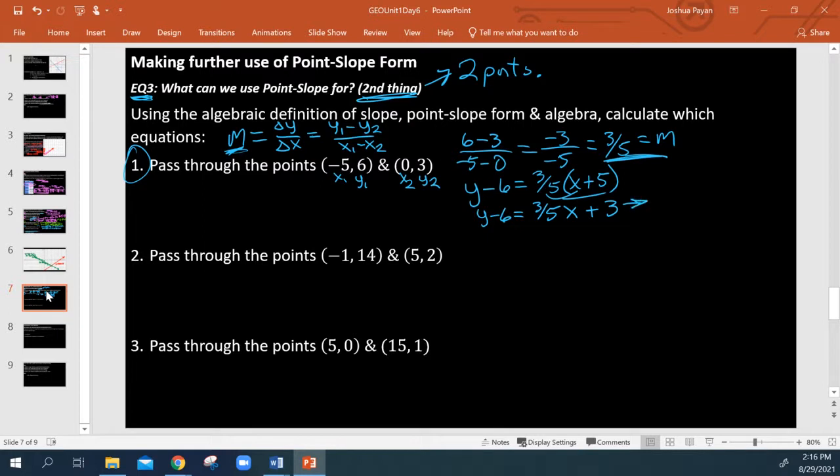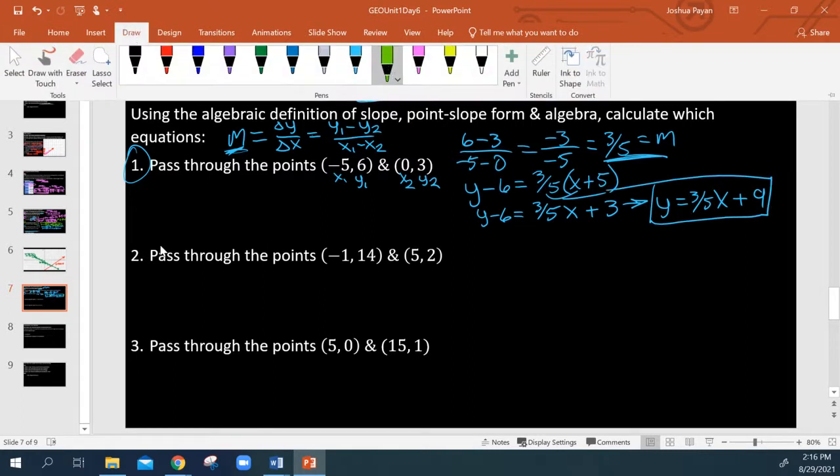Okay, then we're going to add 6 to both sides. So y is equal to mx plus b after we add 6 to both sides. And now we have y equals mx plus b. So pretty straightforward stuff here.